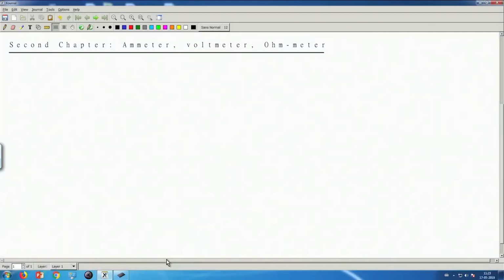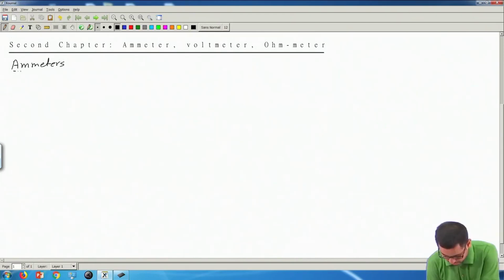Hello and welcome. Today we are going to start our second chapter in this course on electrical measurements, and this chapter is going to be on ammeters, voltmeters and ohm meters. So, let us begin this talk with ammeters. Ammeters, as you all know, measure current.